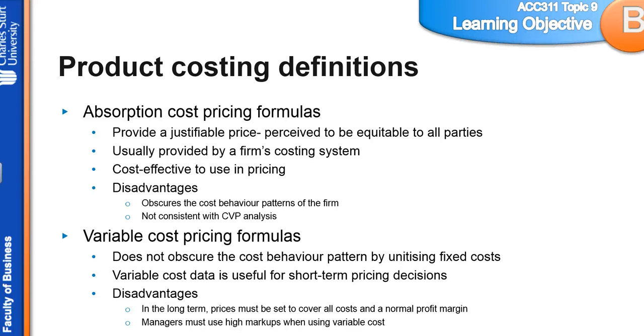But variable cost pricing also has problems, and benefits. It doesn't obscure the cost behaviour pattern by unitizing fixed costs. It's very useful for short-term pricing decisions, but of course the disadvantages are that in the long term, prices must be set to cover all costs, and of course that's what absorption costing does, and of course give a normal profit margin. So managers must use high markups when using variable costs to ensure that the fixed costs are covered.